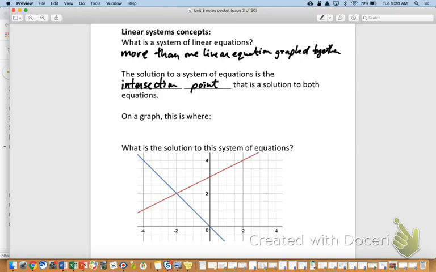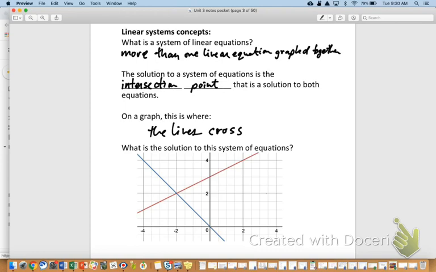If you're trying to figure out, okay, so I get it, a system is like more than one line being graphed. I get that. But what's the answer? The answer is, where do the lines cross? If you can figure out where they cross, that's your answer. So, and this is just further explanation. On a graph, this is where the lines cross. So the intersection point, aka where the lines cross, that is what we're looking for.